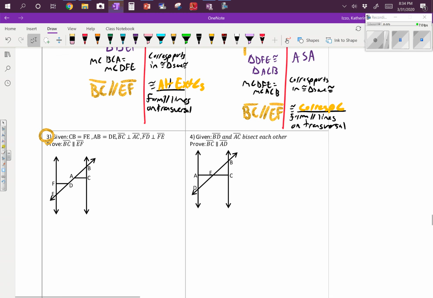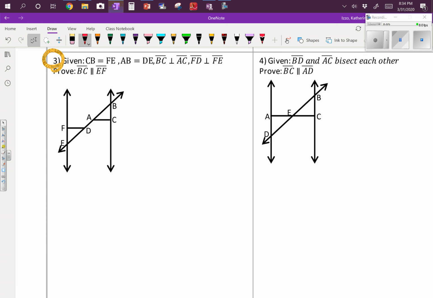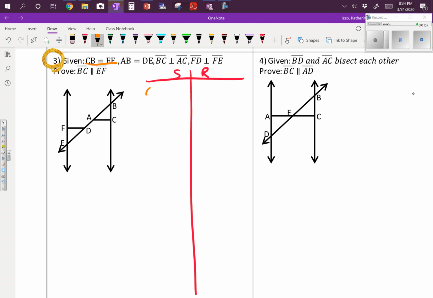Let's take a look for number 3. Number 3, we've got a statement and reason chart. Start with our given, CB equals FE. Given CB equals FE. Beautiful. Next one, AB equals DE. Given AB equals DE. So we got 2 pairs of sides looking promising.